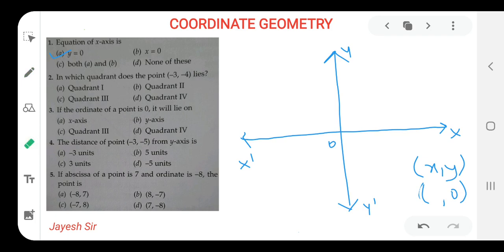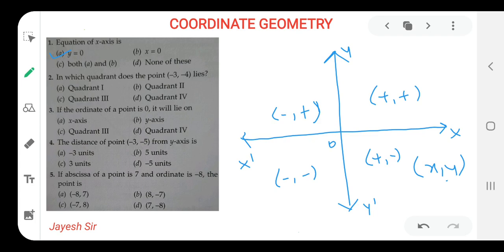In which quadrant does the point (-3, -4) lie? Here it is plus plus, we know. Here it is minus plus. Here it is minus minus, and here it is plus minus. These are quadrant 1, quadrant 2, 3 and 4. I have written the sign rule for each as per their quadrant.